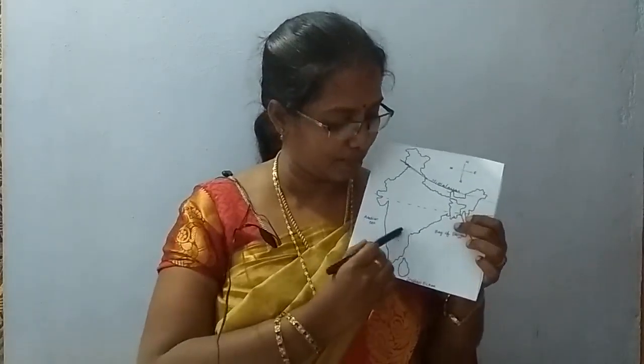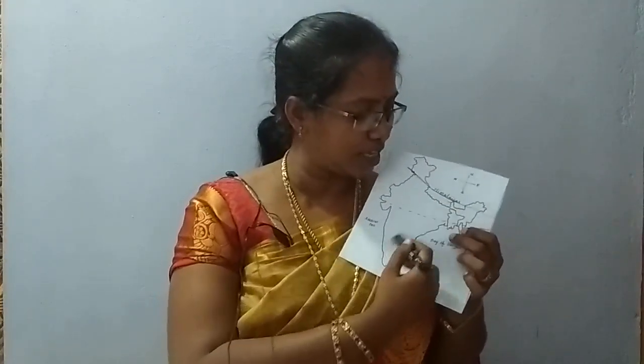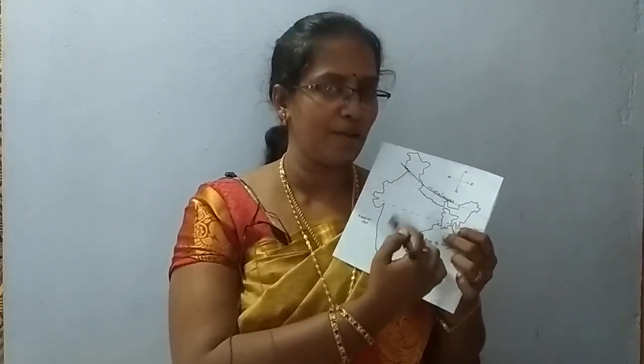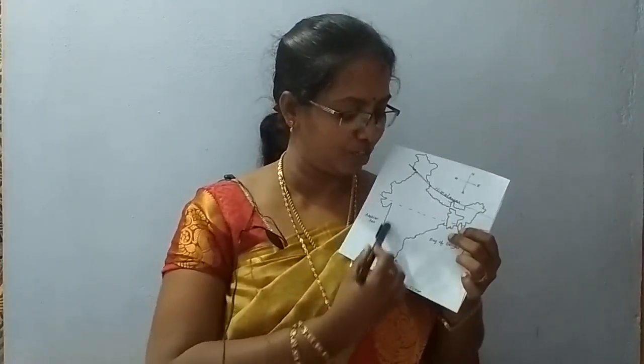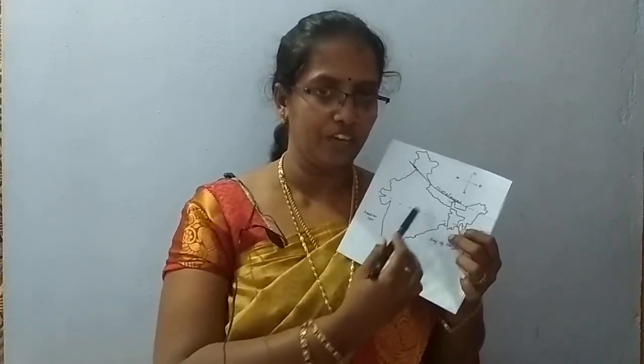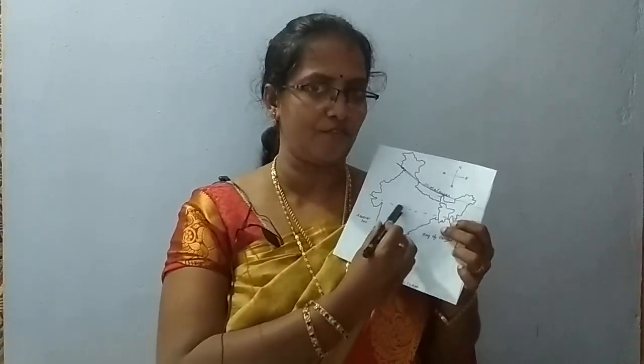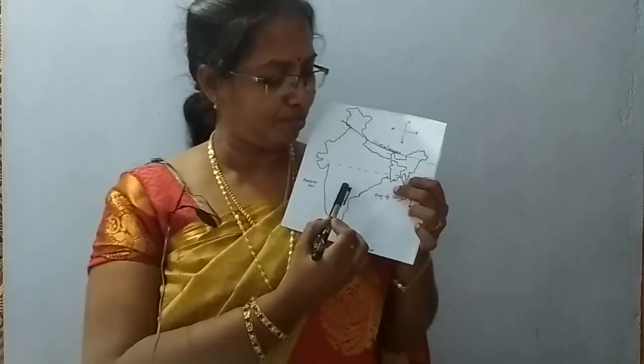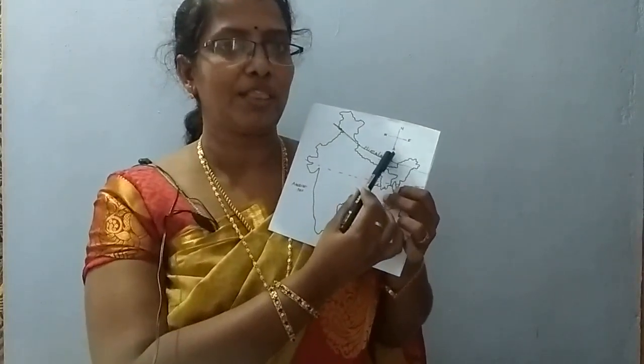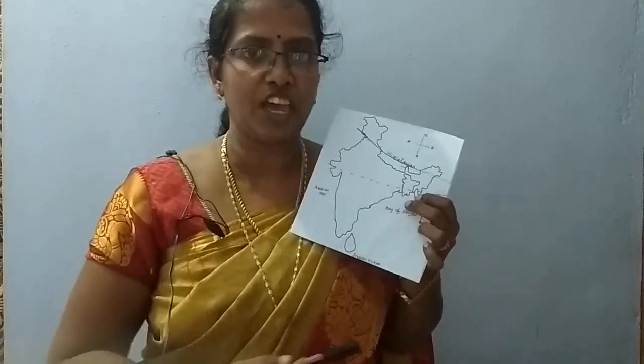How is it originating? A subtropical westerly jet shifts from the plains of India. This is the plains of India towards the Tibetan plateau. Subtropical jet streams, jet wind, blowing. Blow in the sense, what is that? From the plains of India to the Tibetan plateau. In such a way only jet streams are originating.